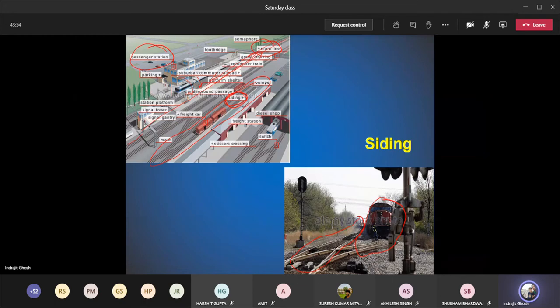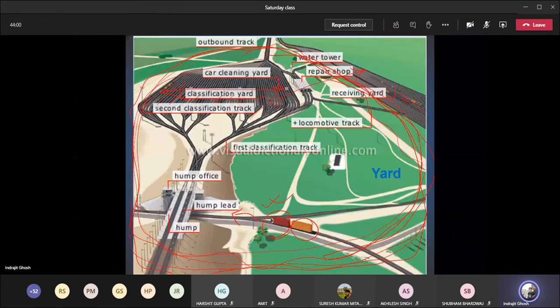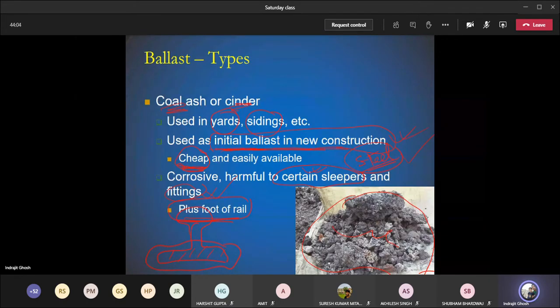Now sidings are not used for the normal movement of the trains, so that's why yard also, you can see, is not used for the normal movement of the train. So ballast material having coal ash or cinder is primarily used in the yards and siding, as well as in case of initial construction of the ballast. Okay, so these are all special circumstances. These are not used for the normal railway track.